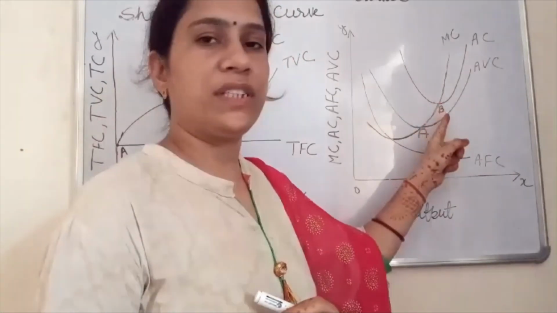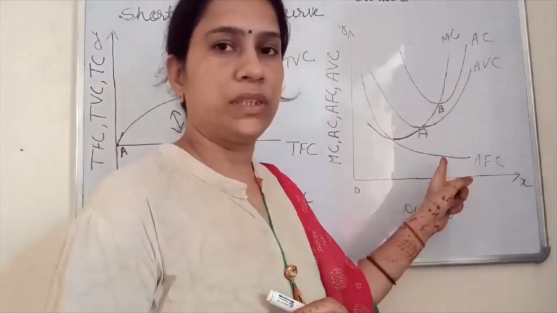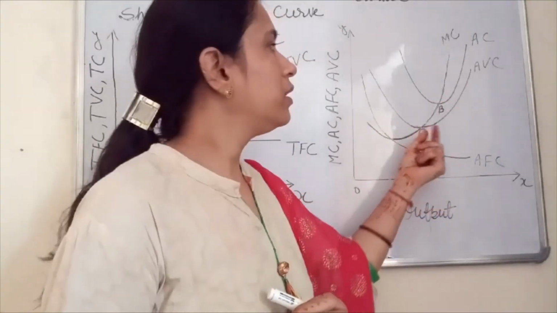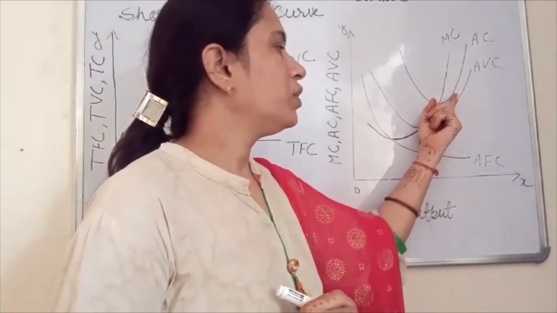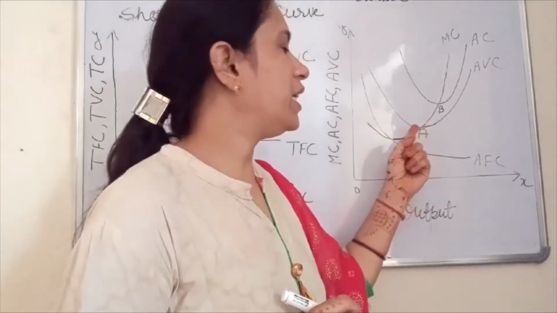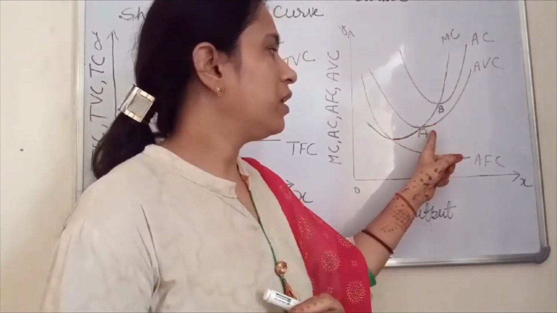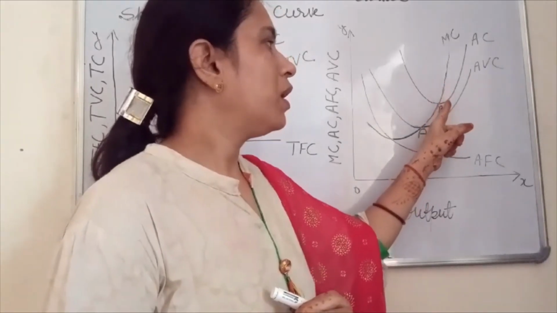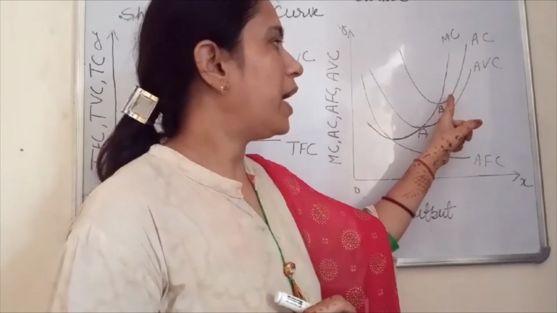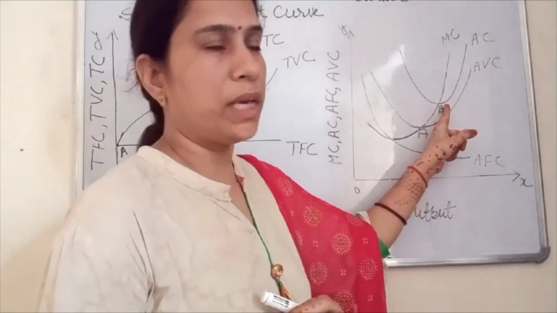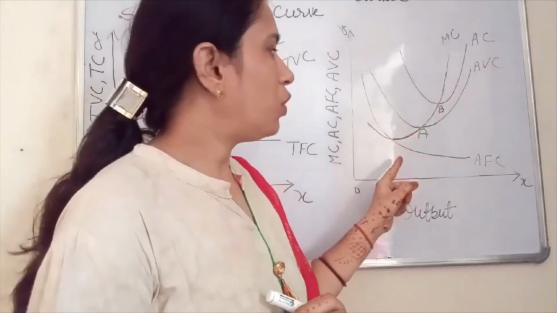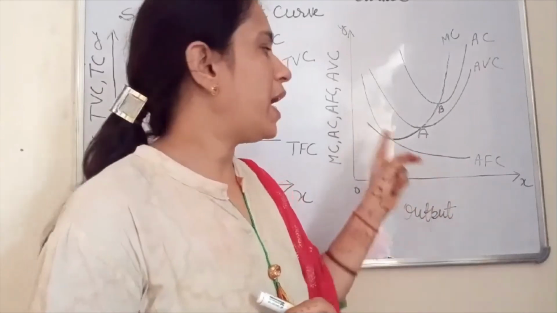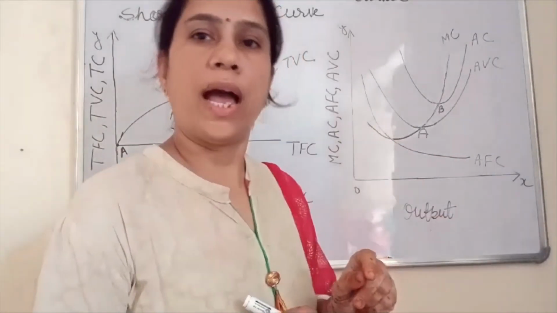Here you are able to see MC crosses AVC and AC from below, and MC intersects AVC and AC at their minimum points. First it cuts AVC at its minimum point, and then goes up and cuts AC at its minimum point, and then goes up. So AC, AVC and MC, these three curves are U-shaped, and AFC is a rectangular hyperbola.